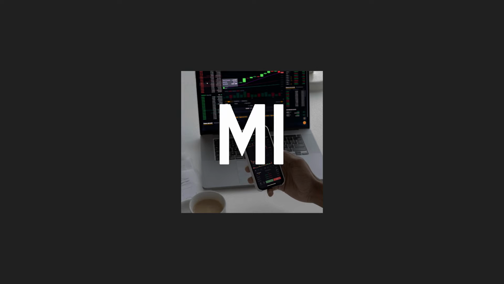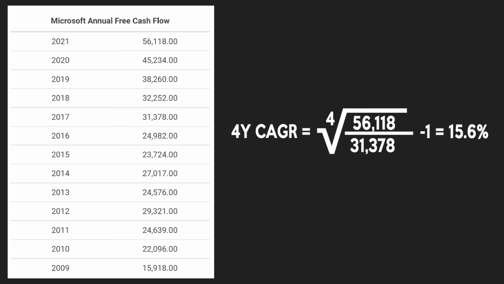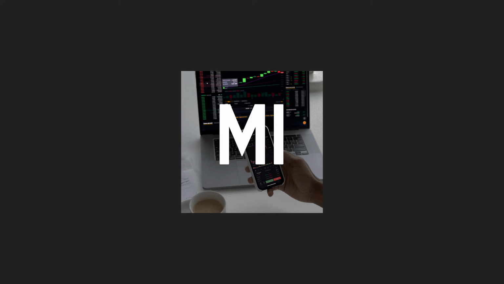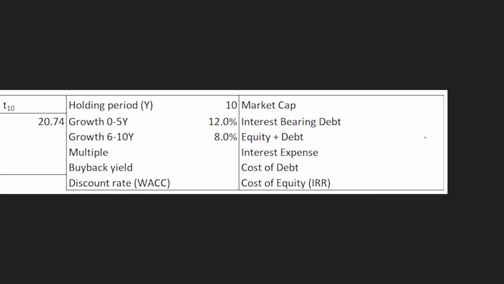Personally, I like to base my free cash flow growth rate assumptions on Microsoft's historical free cash flow growth rates. When we calculate Microsoft's compound annual growth rate for its free cash flows based on the last 4 years, we come up with an annual growth rate of roughly 15.6%. Because I want to be conservative in my assumptions, I only assumed a free cash flow growth rate for the next 5 years of 12% and for the 5 years following those 5 years of 8%.